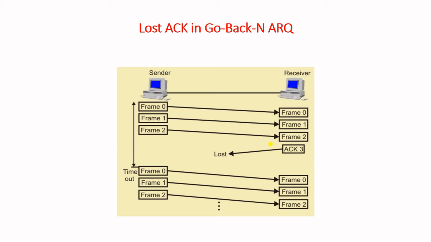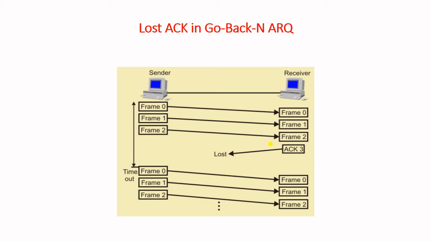Lost acknowledgement in Go Back N ARQ. Sender, receiver. The sender sends frame 0, frame 1 and frame 2. These 3 frames arrived correctly at the receiver, but the sender sends frame 3 and its timer times out. The receiver sends the acknowledgement for frame 3, but that acknowledgement is lost, not received correctly by the sender.